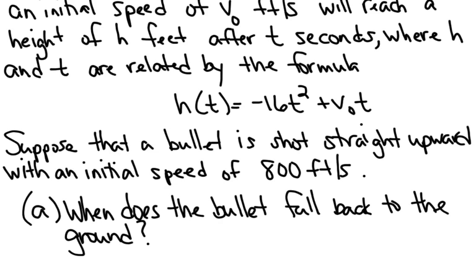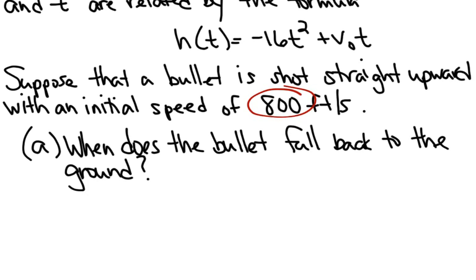Well, first of all, this is your v naught. That's your initial velocity. And you may remember from physics that v naught is your initial velocity. And we want to know when the bullet will come back to the ground. So we want to find time. Well, when it hits the ground, what's its height above the ground? Its final height would be 0. So we really want to solve this equation.